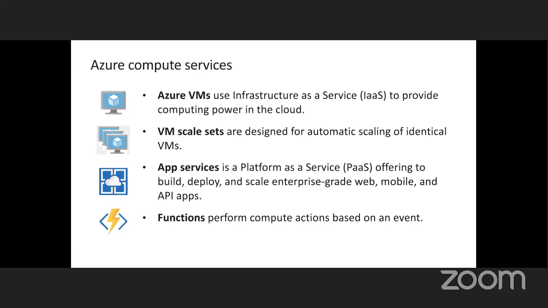So they are disposable. App Services is a platform as a service, or PaaS, offering to build, deploy, and scale enterprise-grade web, mobile, and API apps. Okay, so we're going to see App Services later. And then we have functions that perform compute actions based on an event. So when you think about functions, you think about Lambda. It's the same thing. Lambda is a trigger function. It's an event trigger function. The same with Azure Functions. They have to be triggered by an event. All right, same thing.